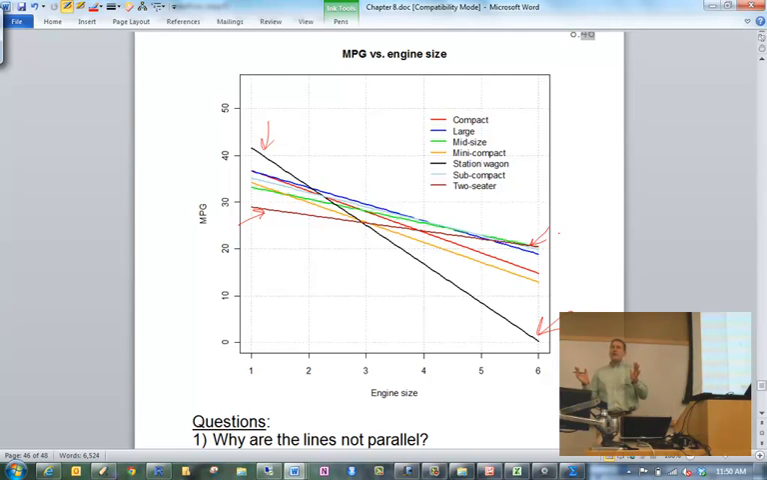Notice how the effect that engine has on the estimated MPG changes based upon if it's a two-seater or if it's a station wagon. We see that by the different slopes of the line. That's why the interaction was needed. That's why the interaction came up to be significant.